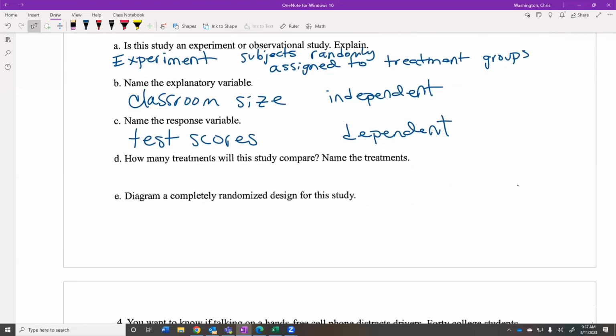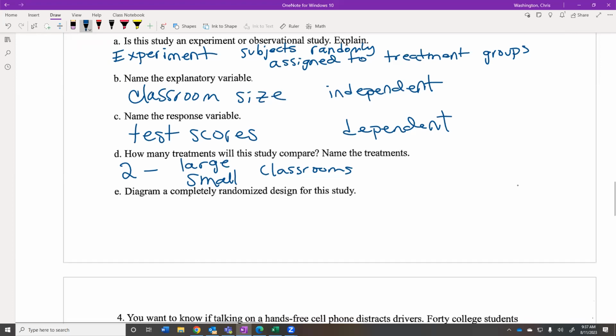How many treatments are in this case, or how many groups are we experimenting with? 2. What are those treatments? Bigger and smaller classrooms. So there's 2 treatments. We have large and small classrooms. That would be our 2 treatments. We're going to put one group in a large classroom, one group in a small classroom, same number of students in each classroom. So we're kind of controlling that idea. They're taking the test on the same day, so we're controlling that idea.